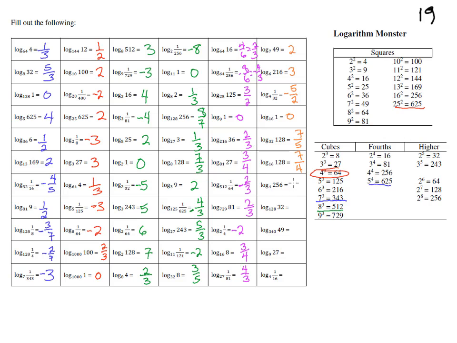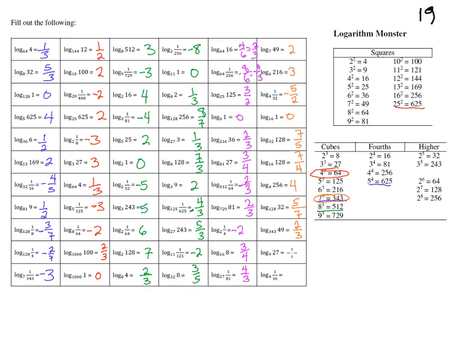Log base 4 of 256, 256 is a power of 4. It's just 4 to the fourth power. Log 128 of 32, we have to seventh root it to get it down to 2, and then fifth power it to get it up to 32. Log 343 of 49, we're going to cube root it to get it down to 7. That's this one right here. And then square it to get it up to 49.